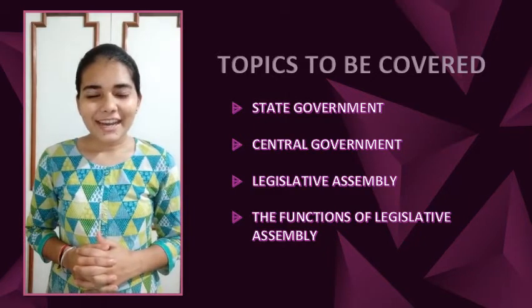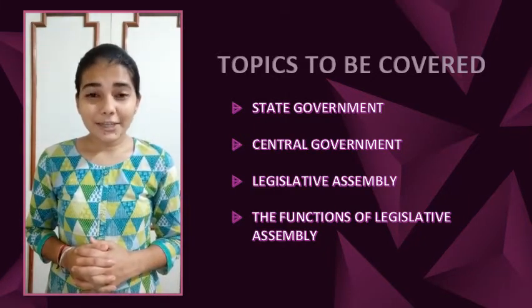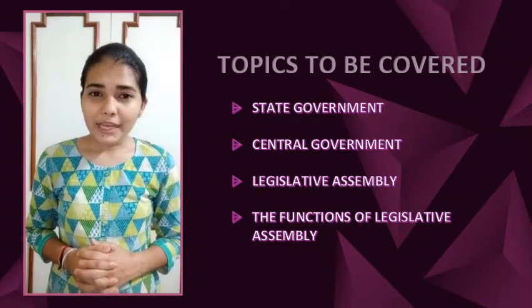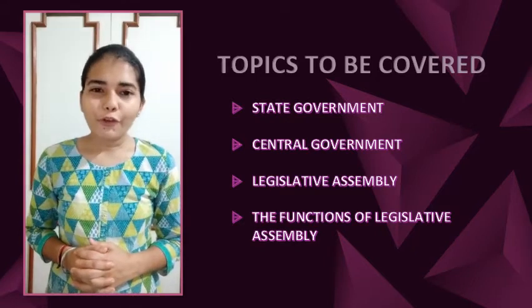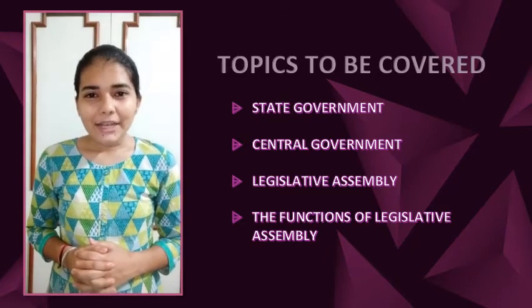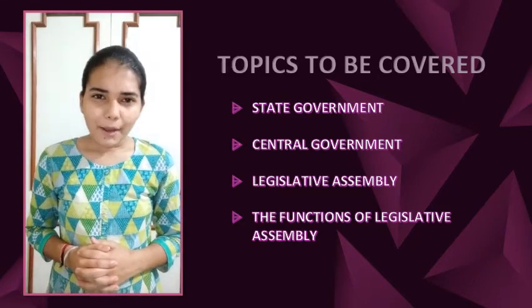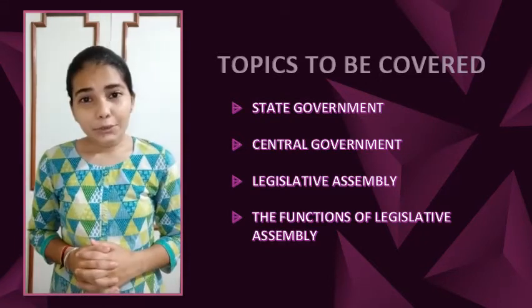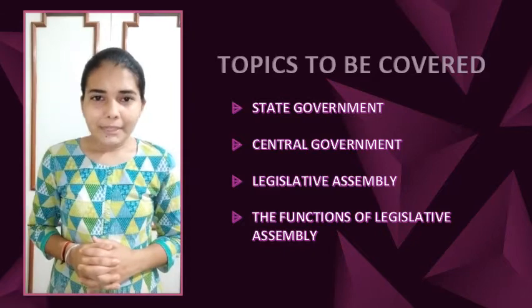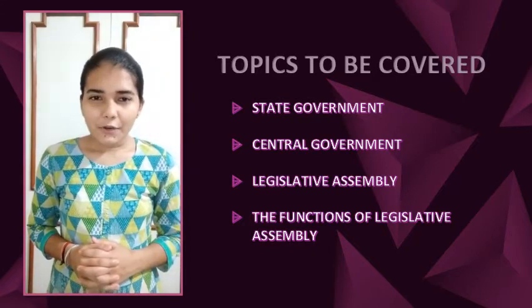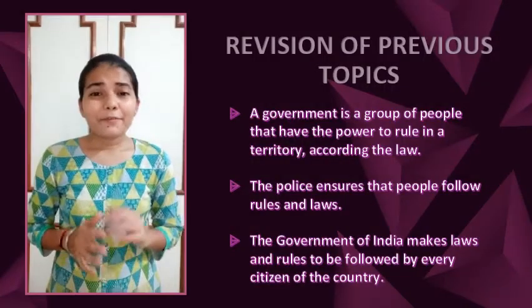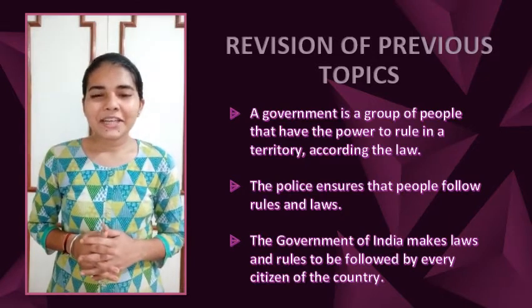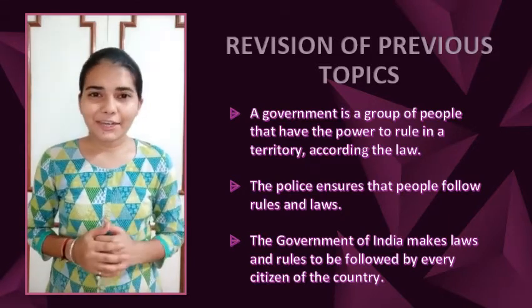In the previous class, we discussed the need of the government and got to see various roles of government. In today's class, we are going to discuss two types of government, that is the state government and the union government. Union government means the central government. But before starting today's class, we will just revise the previously learned topics.